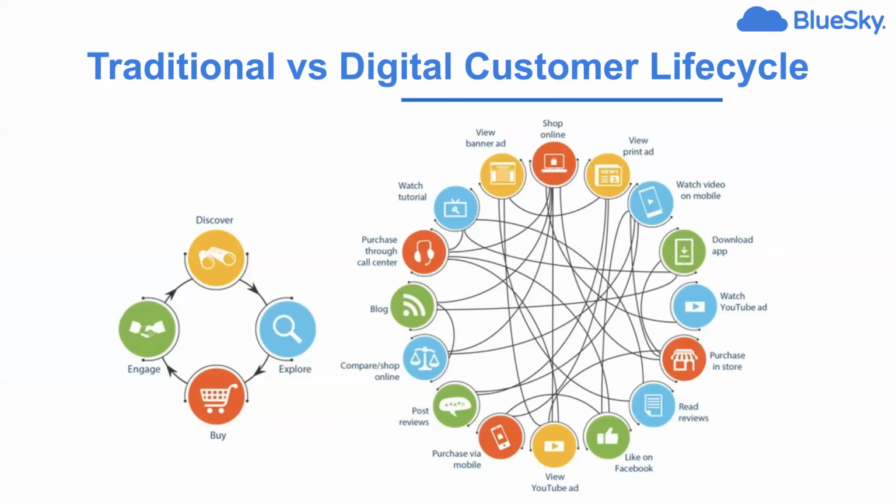So let's have a look at the traditional versus digital life cycles. Again, common sense prevailing. On the left-hand side, you can see the customer would go out and discover products. They then explore and research them, buy them, and then the engagement happens. If you switch across to the right, you'll see that the journey is far more complex now, and the customers are, in one way, exposed to many, many different ways of interacting with companies.